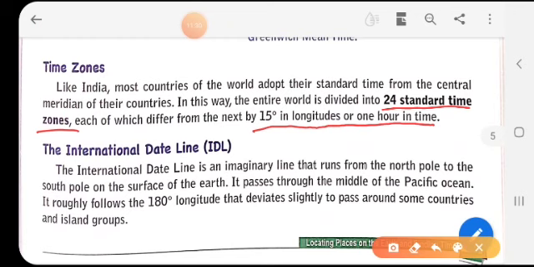Let's see what is an international date line. The international date line is an imaginary line that runs from the North Pole to the South Pole on the surface of the Earth. It passes through the middle of the Pacific Ocean. So from where does it pass? It passes through the middle of the Pacific Ocean. It roughly follows the 180 degrees longitude that deviates slightly to pass around some countries and island groups. So this 180 degrees longitude deviates around many of the island groups or some of the countries.